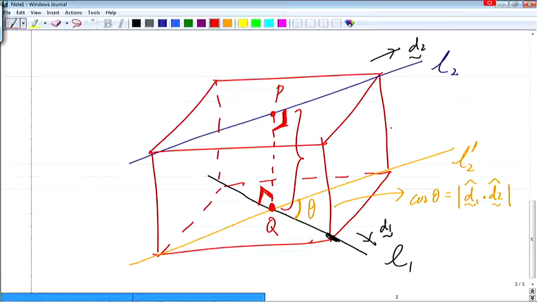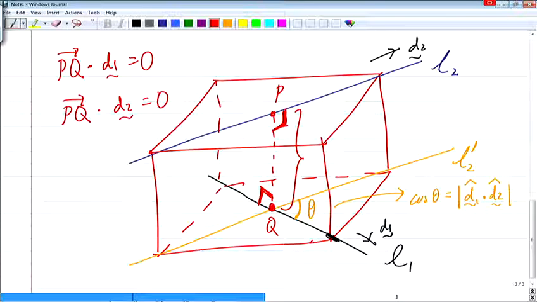Which means I can then use the fact that PQ dot D1 equals 0. PQ dot D2 is also 0. And I use this to solve lambda and mu. Remember, L1 will have a lambda, L2 will have a mu. So this will give me 2 equations to solve for lambda and mu. In tutorials we will expose you more to that.